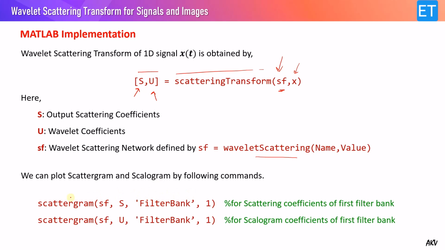You can plot one by one. Here is the command scattergram. The command is common for both scaleogram and scattergram. Here SF is your wavelet scattering network. When you use S, your scattering coefficients will be plotted. And when you use U here, your wavelet coefficients, I mean the scaleogram, will be plotted. And here you have to define the filter bank, 1 or 2, meaning after which filter bank you want to plot these coefficients. When I write filter bank 1, the coefficients after the first convolution will be plotted. If I write 2 here, the coefficients after the second filter bank are plotted.